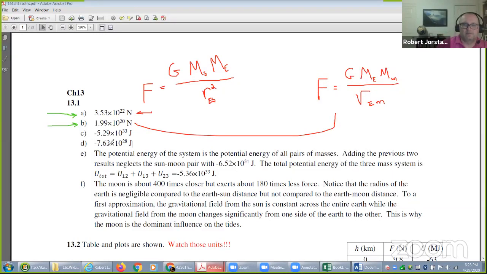Which object exerts more gravitational force on the Earth, the moon or the sun? Hopefully you look at the numbers and say, the sun exerts more gravitational force than does the moon. Here's a fun follow-up. Which one has a larger effect on the tides? What do you think? Which thing, the sun or the moon, is going to have a larger effect on the tides?